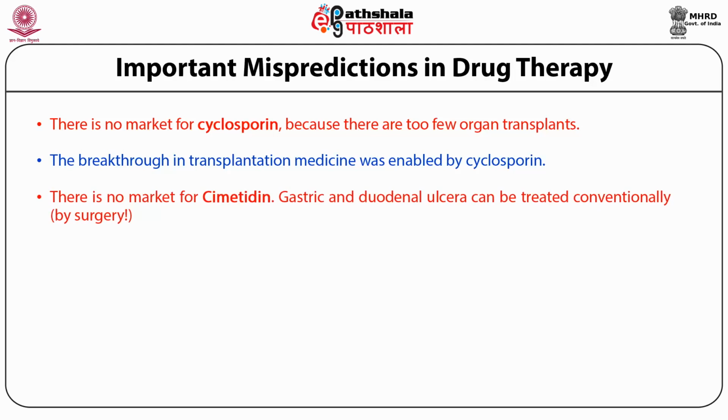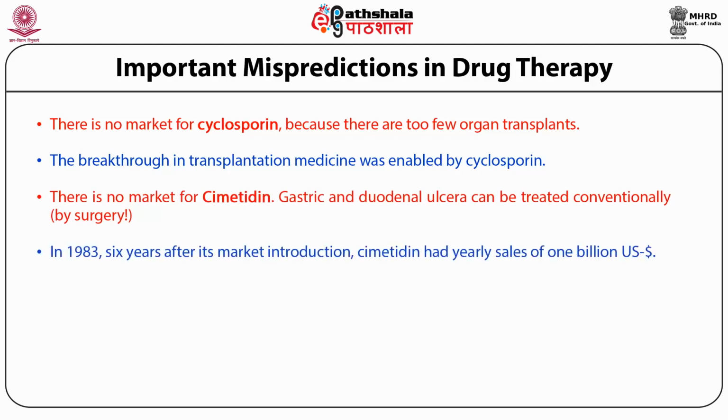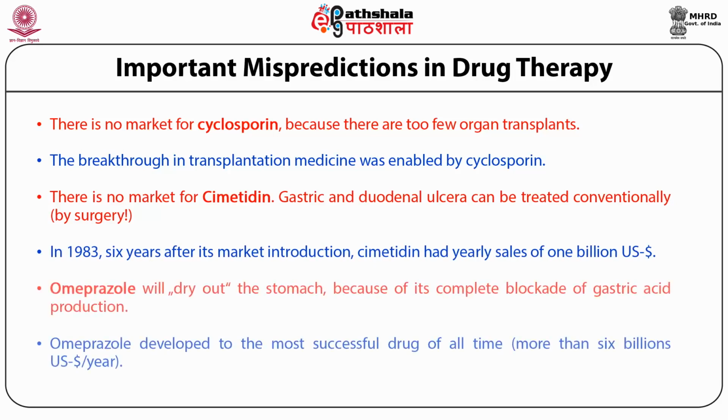Cimetidine, which is a gastric drug, for duodenal ulcer, was claimed to be treatable only by surgery. So there was said to be no market for it. That's what was told. However, now it is a $1 billion market for cimetidine alone. Then omeprazole also suffered the same way in the beginning, that it would dry out and nobody would use it. However, this also seems to be a $1 billion market. Before I close, I would like to go to the final summary.